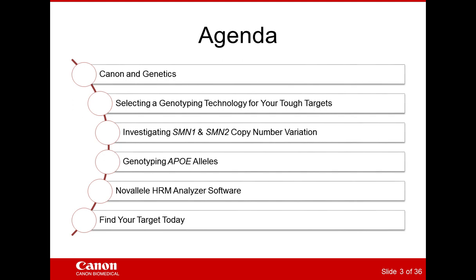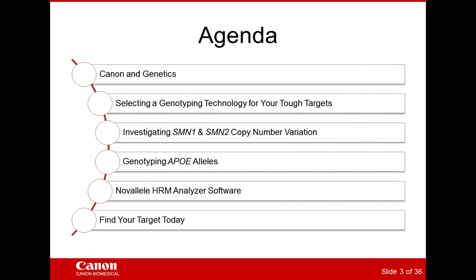The first one is we will look through our copy number solution for SMN1 and 2 copy number determination. We'll look at the method and some data analysis for those. And then similarly, we will run through the method and data analysis for an SNP genotyping example. In this presentation, we're going to use the APOE gene to show that example.